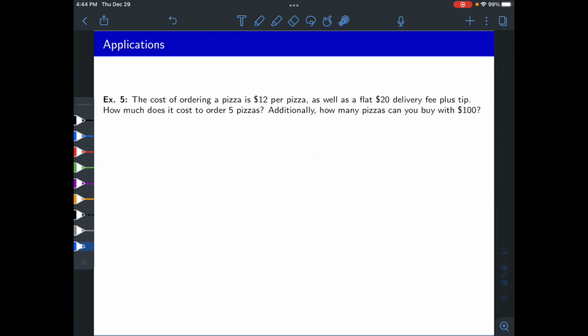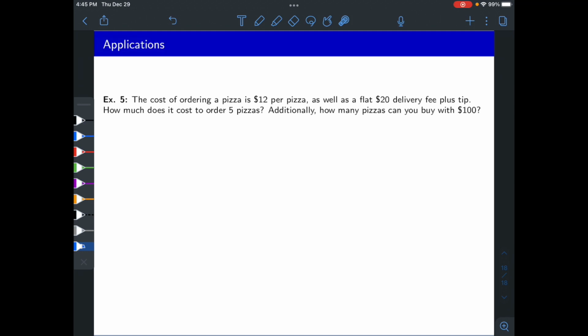All right, so I'll let you try this one now. So the cost of ordering pizza is $12 per pizza, as well as a flat $20 delivery fee. And just to make the problem simpler, we're just going to include the tip in this delivery fee as well. So ignore tax, ignore tip, all that stuff. It's $12 for pizza plus a $20 flat fee. How much does it cost to order 5 pizzas? And additionally, how many pizzas can you buy with $100?